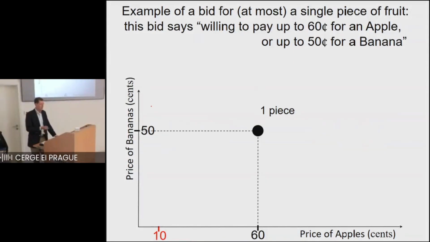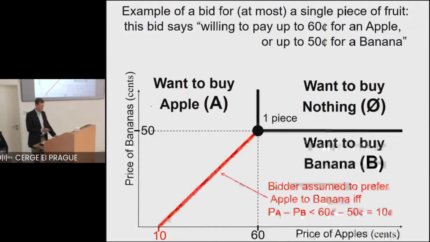And so now that divides up the plane again into what I want to buy at what prices. At really high prices, I want to buy nothing. If prices are low on bananas but high on apples, I want to buy a banana. Converse case, I want to buy an apple. Not quite clear what's happening down here because you're actually willing to buy either prices that are below 50 and 60. But if we assume this bid means that you prefer an apple to a banana if the price difference is less than 10 cents, then it's just a 45-degree line that divides up the bottom quadrant.